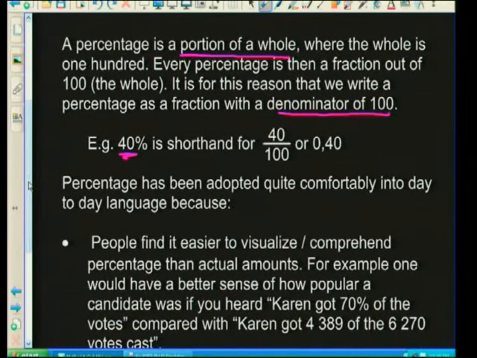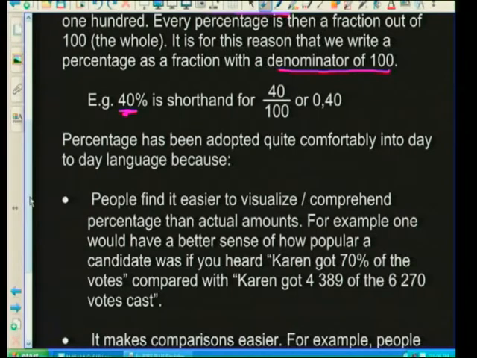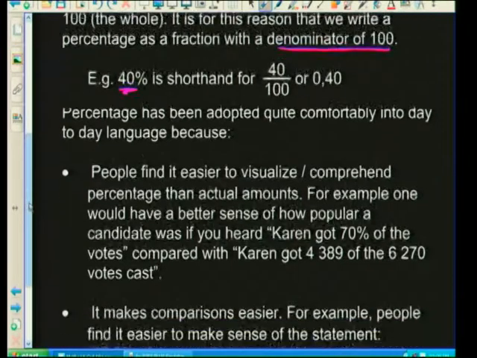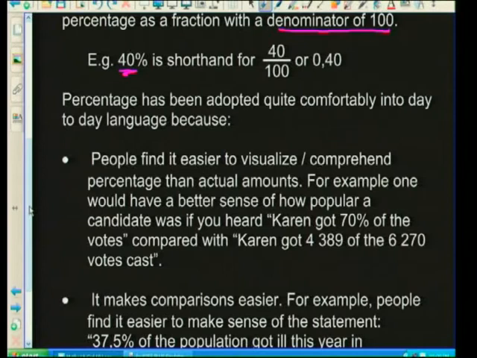Percentage has been adopted quite comfortably into everyday language because people find it easier to visualize and comprehend when they've got a percentage rather than when they've got an amount. So let's look at an example. It's better to show how popular candidate Z is if I said to you that Karen got 70% of the votes. Much easier for you to understand compared to Karen got 4,389 of the 6,270 votes. The numbers, we get lost. We don't know what they mean, or we lose focus. But if I say 70%, it makes sense, you know she's very popular.